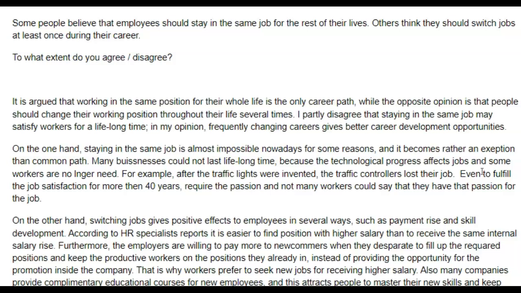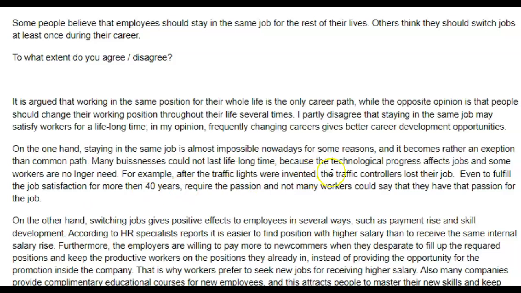This is nice. I liked your example of the traffic controllers. I thought that was a good example. Maybe here you could have added another sentence. So not many people have that passion. Okay, well, can you give me an example? Can you tell me something more about that? Can you explain what you mean? Are you just wrapping things up?